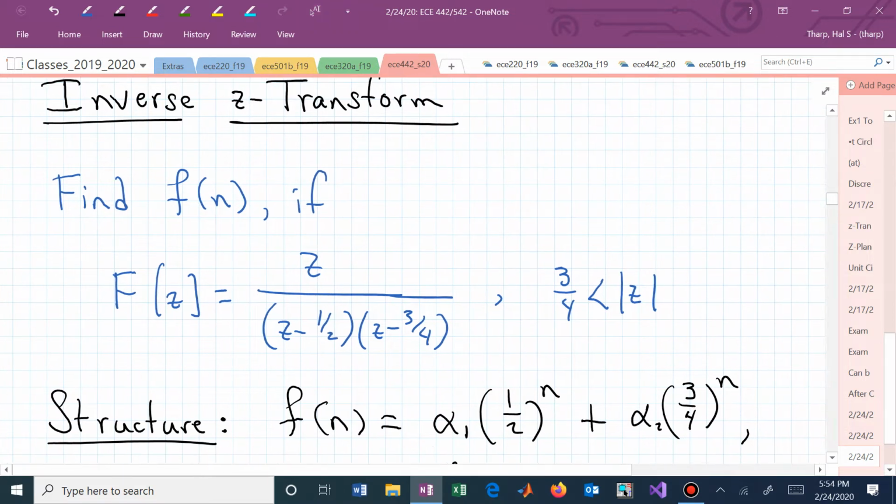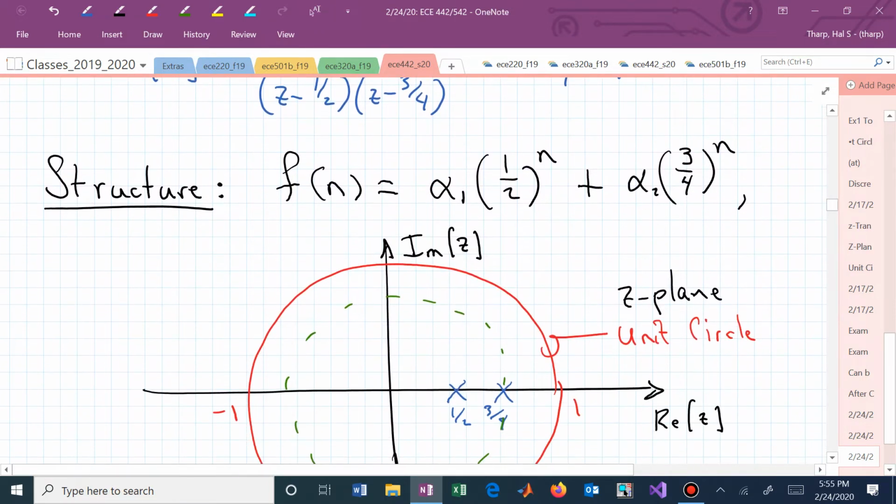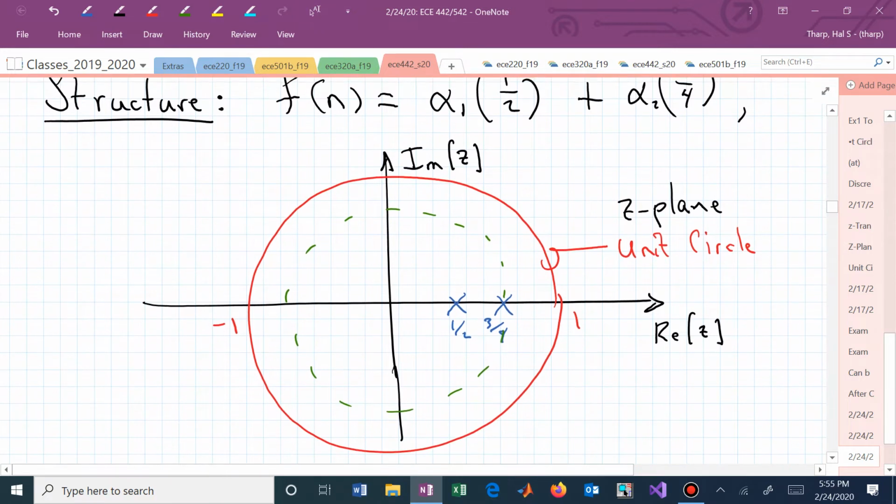Can we say anything more about that structure based on the given information? Can we say what little n this is valid for? Is it for all n? Is it for negative n's? Is it for positive n's? Can we say based on the region of convergence? Or if we can't, let's now go start drawing pictures.